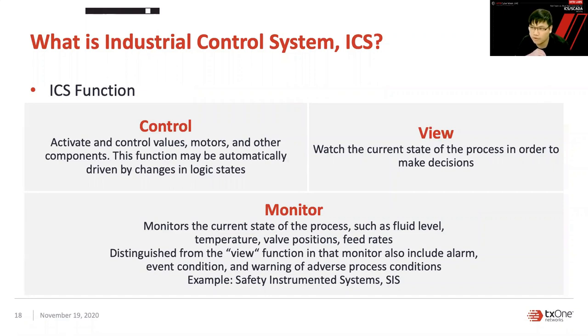As we will discuss later, one attack vector is the view, because view is about the HMI. If the HMI shows the wrong message or wrong display, it will lead the operator to make a wrong decision. So we make sure the view helps the operator make the right decision. Also monitor. The monitor function is used to provide alarms, event conditions, or some warnings about the process condition. So there are three main functions for the ICS.